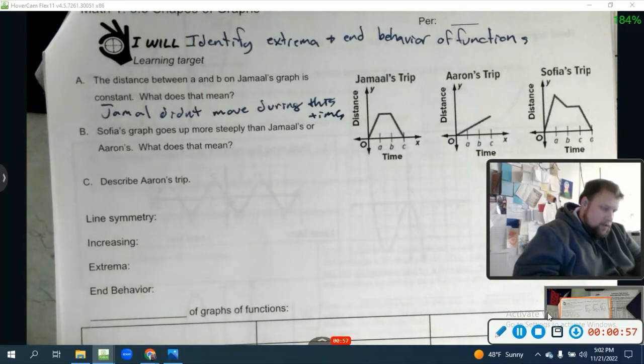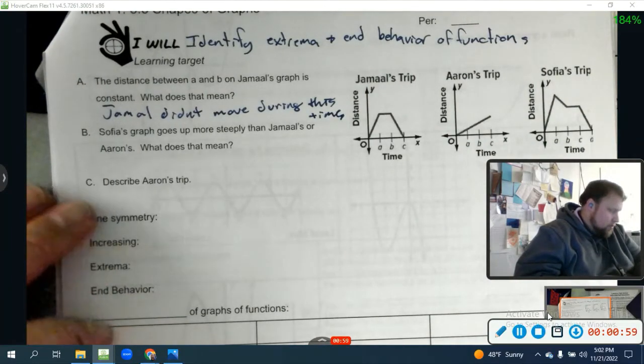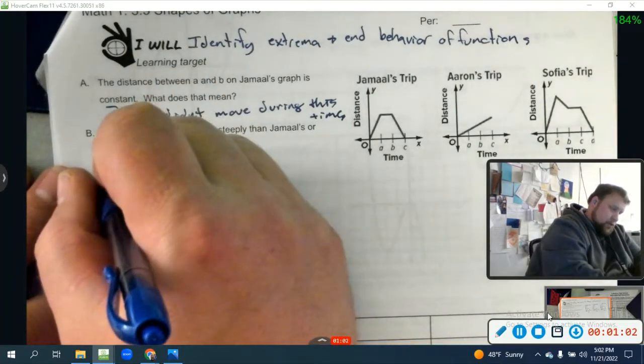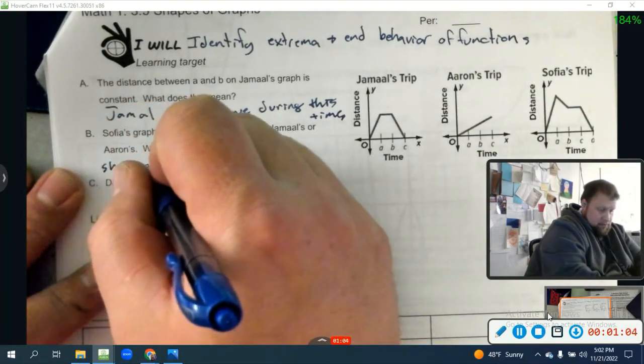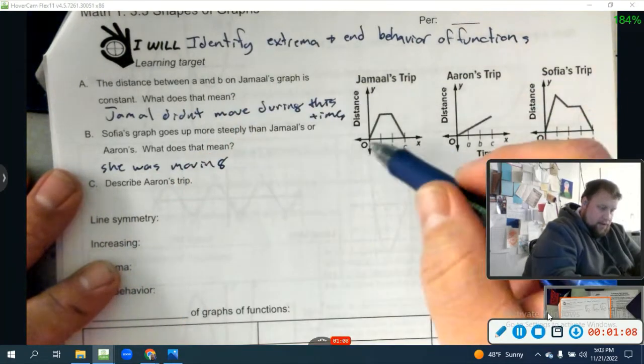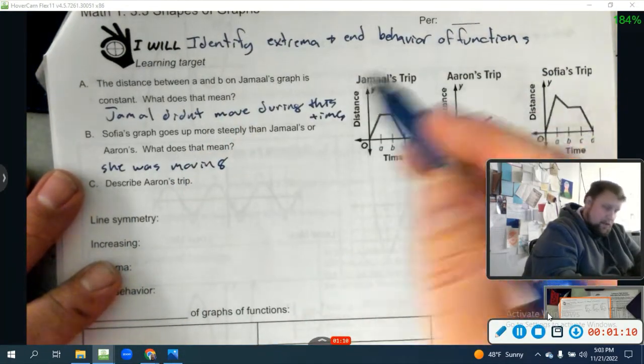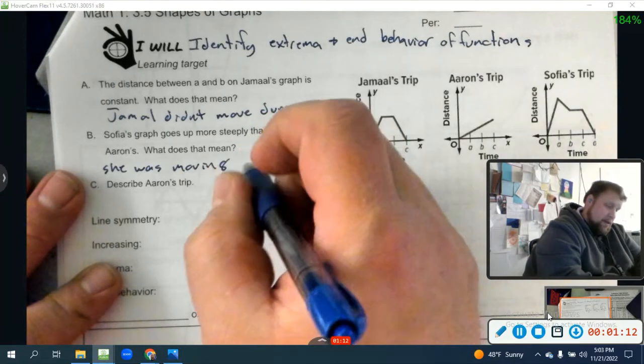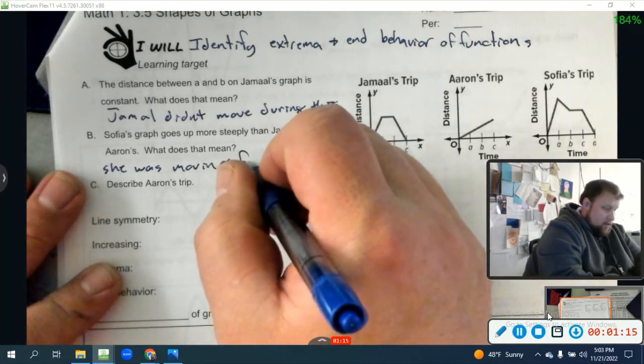Sophia's graph goes up more steeply than Jamal or Aaron's. What does this mean? She was moving faster. Right? If it's distance over time, it's steeper. It means she's going a faster distance over the same amount of time. She was moving faster.